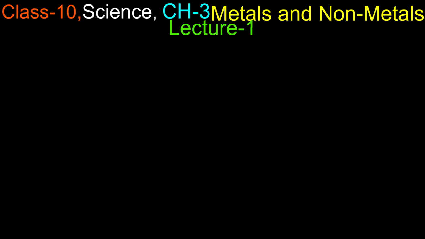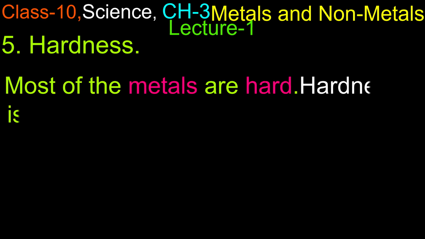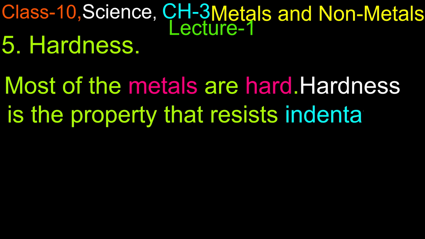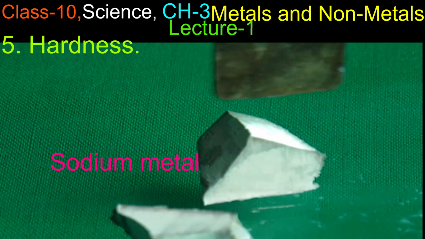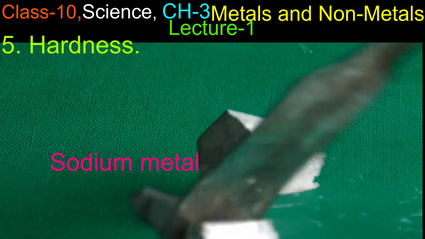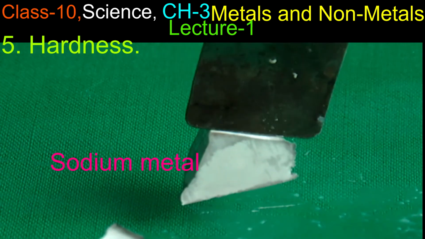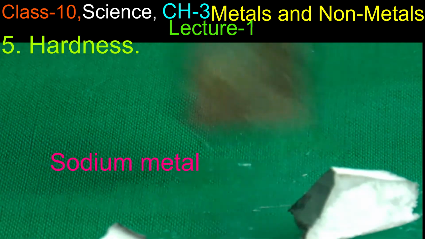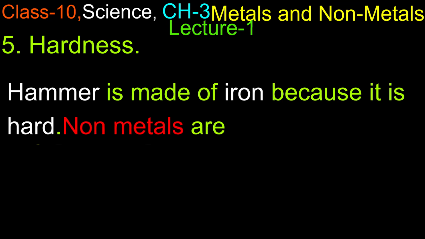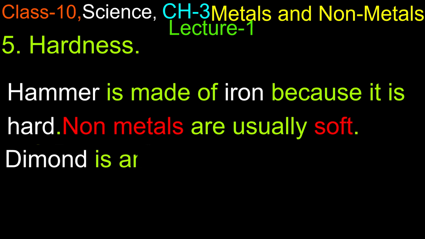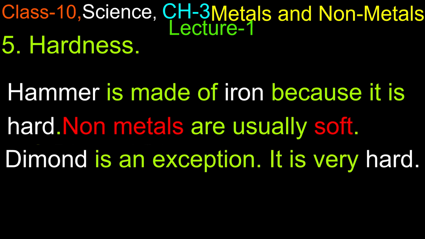Next physical property I am explaining here is hardness. Most of the metals are hard. Hardness is the property that resists indentation, bending, and being scratched. First group metals like sodium and potassium are quite soft and can easily be cut even with a knife. A hammer is made of iron because it is hard. Non-metals are usually soft. Diamond is an exception, which is very hard.